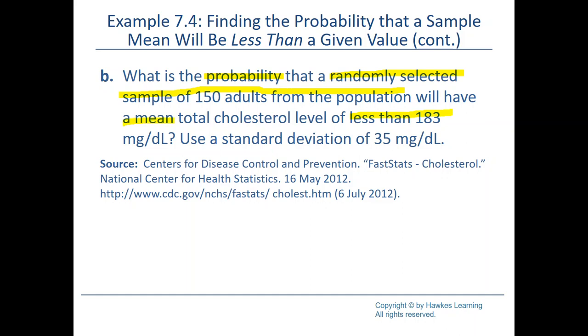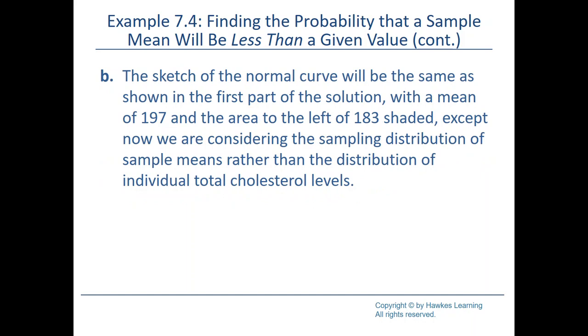So instead of an individual, a randomly selected adult from the population, I'm asking about a randomly selected sample of 150 adults from the population. We'll have a mean, an average, that's less than 183. And that changes our problem a little bit. So again, we're going to sketch the graph. Keep that sketch there; it's really going to help. You don't have to be an amazing drawer, just get the base ideas there.